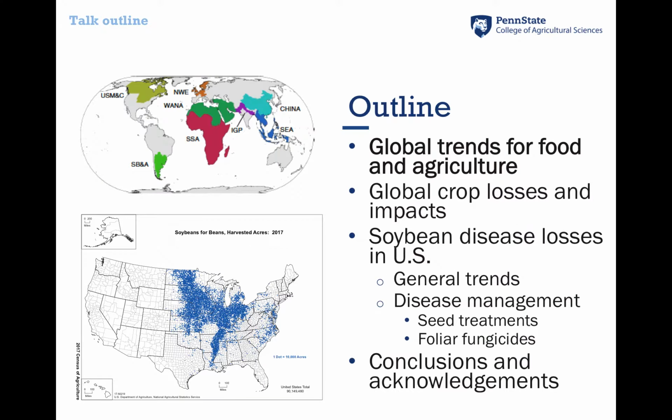So the general outline for the talk is some of the global trends for food and agriculture and how they relate to what we need to understand in terms of crop losses and impact. I draw heavily on a recent FAO publication for much of this as we move forward.